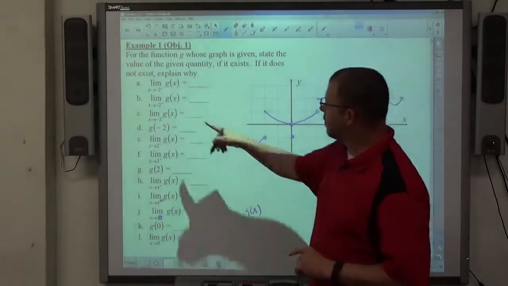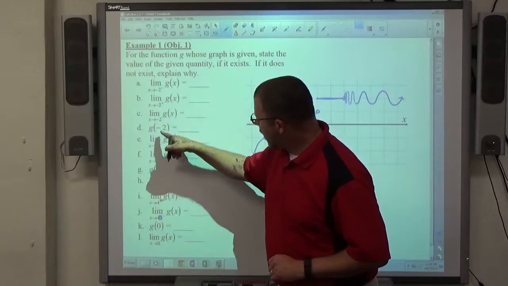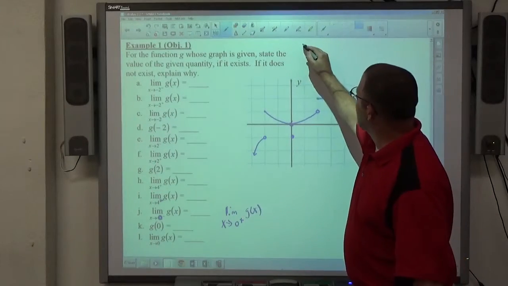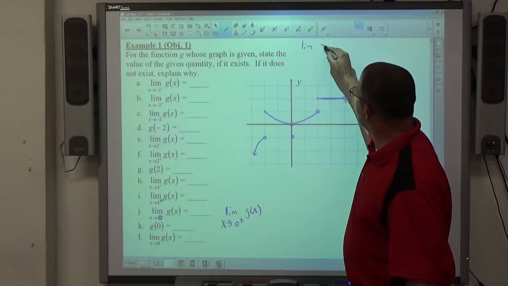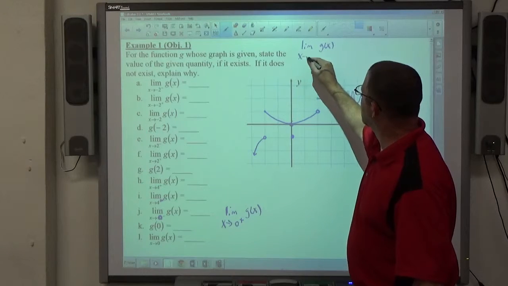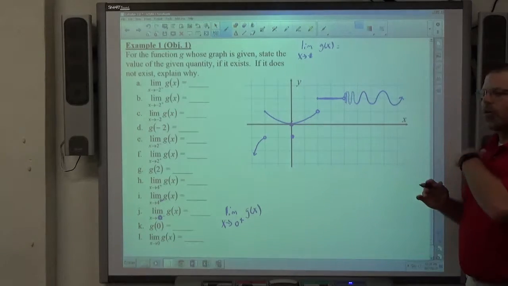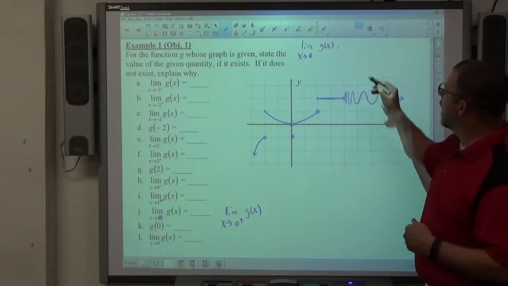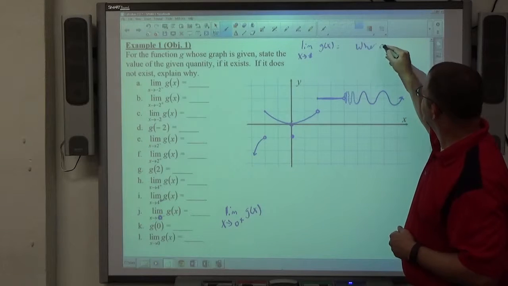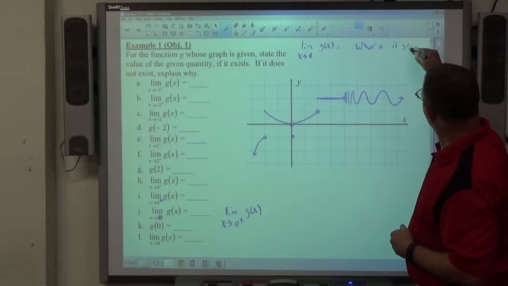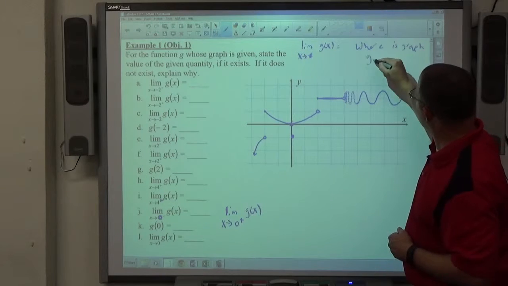Anyway, a couple things. They ask for limits a lot. Limit, limit, limit. They also ask for some functional values. So the difference in those is if it's asking for a limit of g of x as x approaches some number, that equals where the graph's going to. So where is the graph going to?